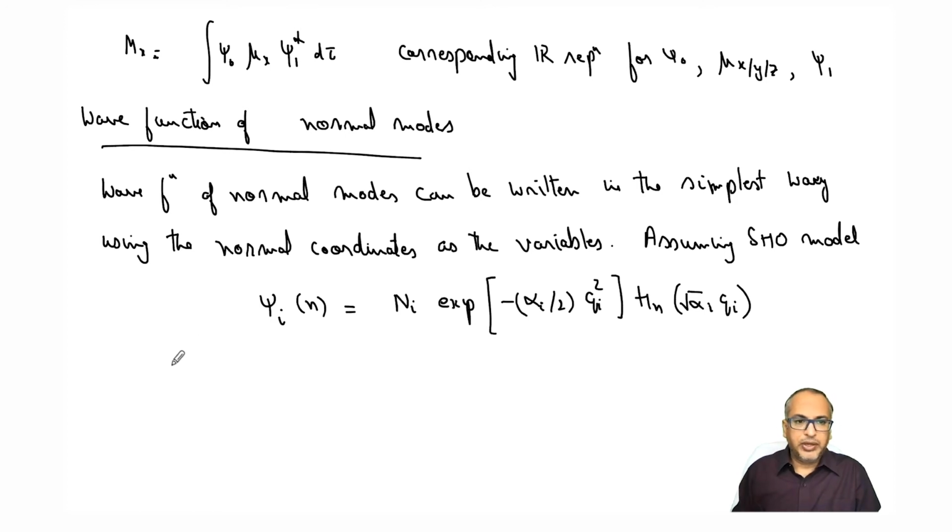Now, let us try to explain all of this. Psi_i is the wave function of the normal mode. N_i is the normalization constant, so it does not affect the symmetry.